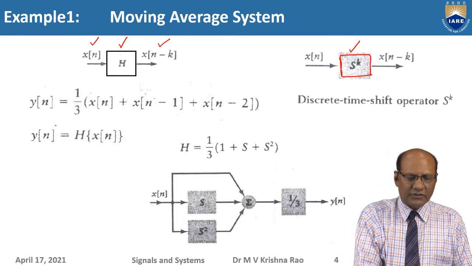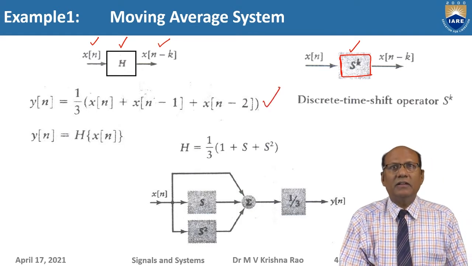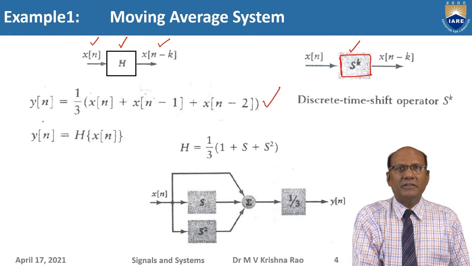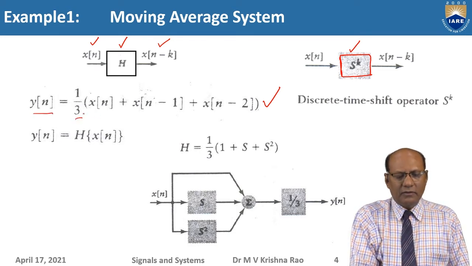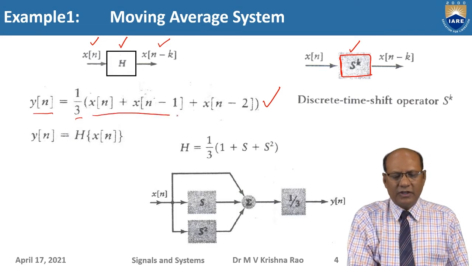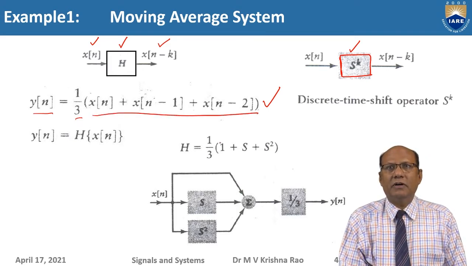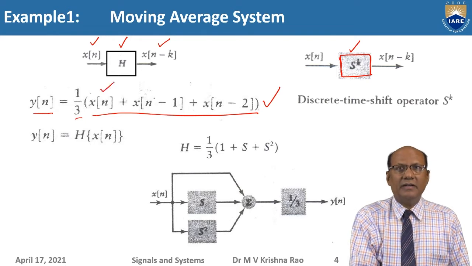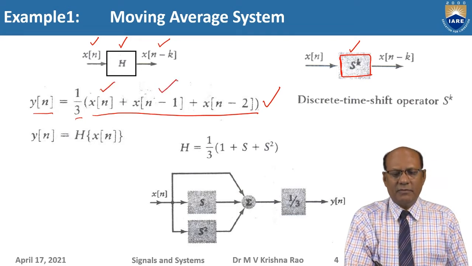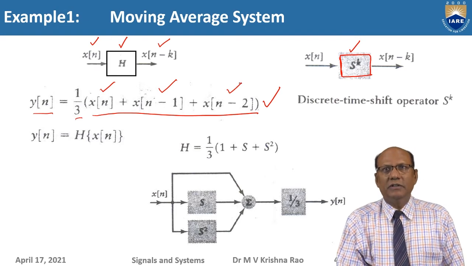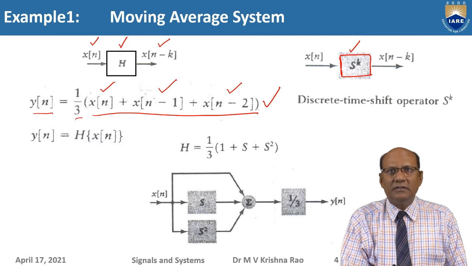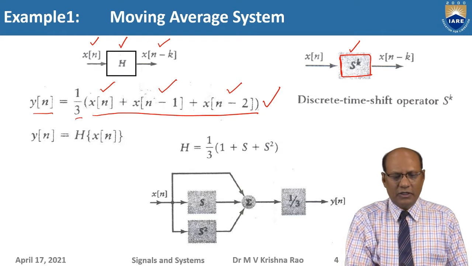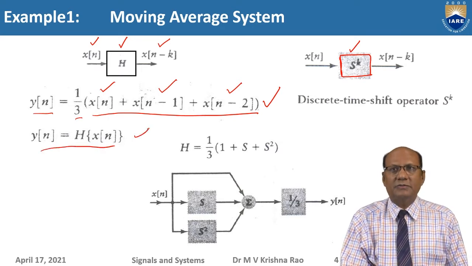Now consider a system given by this equation. The nth sample, meaning the current sample of the output, is given by 1 by 3 multiplied by the sum of 3 samples. What are these 3 samples? The first one is the current sample, then the previous sample, and the second previous sample. If I add these 3 and divide by 3, this is nothing but averaging of 3 numbers, 3 input values or 3 samples. That is the overall operation expected here.